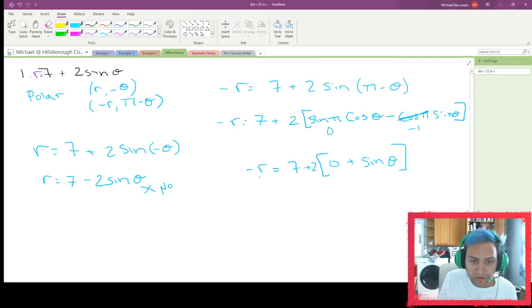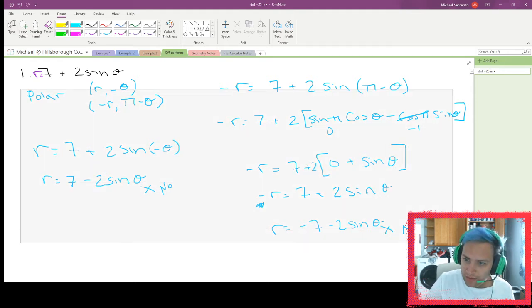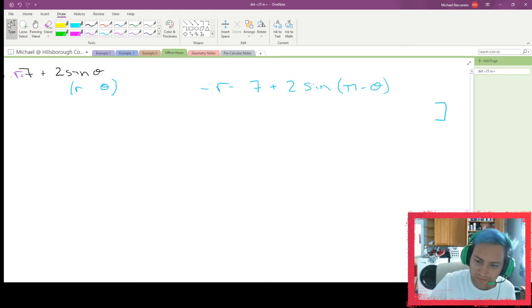So ultimately here then, we know that this 2 could then distribute in here, right? We'd have negative r equals 7 plus 2, drop to 0 at this point, we don't need it. So it looks almost the same, but this little negative right here is going to screw everything up now. Because when I divide by the negative to move it to the other side, it becomes negative 7 minus 2 sine of theta. And that's not the same. So this would be a no. It is not symmetrical with respect to the polar axis. One last one to verify then.